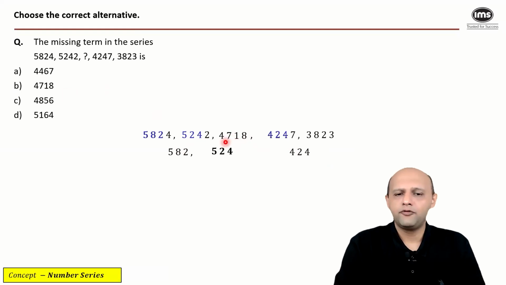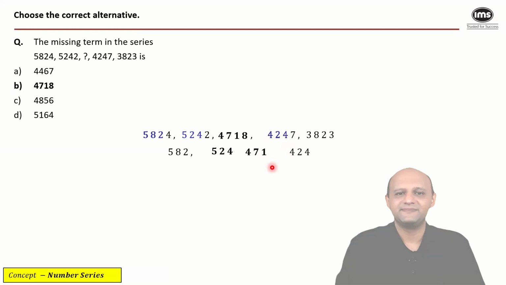But just a confirmation, 4718, from this number, if you subtract 471, will you be left with 4247? Absolutely. And therefore, you can definitely say that the answer to this question here is option B.